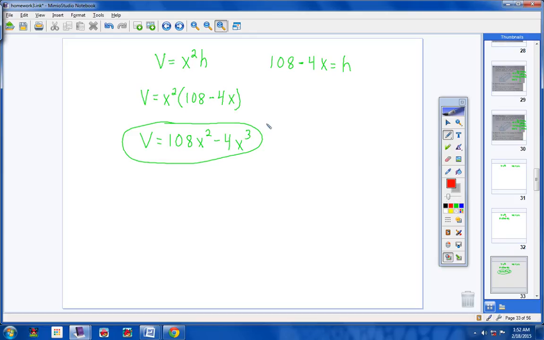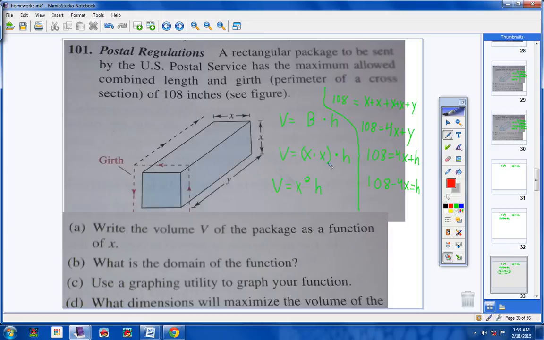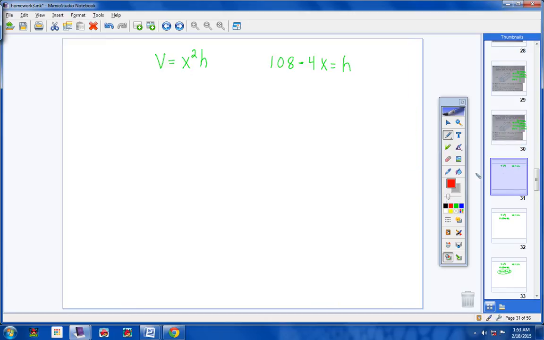Students, look what I have. I have volume as a function of x, or volume in terms of x. So I did it. Now, let's go on to part B. What is the domain of the function? Okay, guys, think about this. It's really not that difficult to figure out. I mean, look, you cannot have 0 for your x's or your y's. It's impossible.